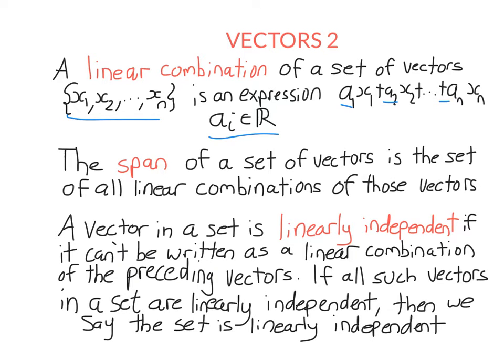If you have a set of vectors and any vector in that set cannot be written as a linear combination, which means this, of the preceding vectors, then it's linearly independent. That means that if I have a given vector in the set, I can't write it as something times the first vector plus something times the second vector, and so on. And if all of the vectors in a set are linearly independent, then we say the set is linearly independent. Okay, so let's look at some examples where we can understand what these might mean. Please pause and copy these definitions down if you need.